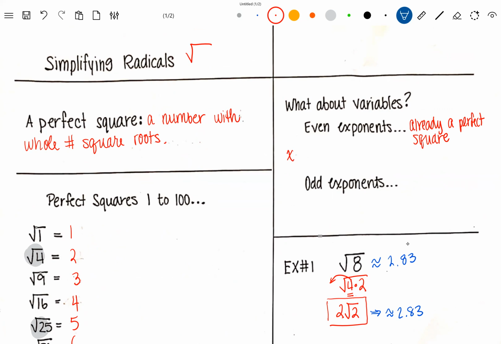So x to the 4th, if I square rooted it, that's x squared, because x squared times x squared is x to the 4th. If I square rooted y to the 8th, that's y to the 4th, because y to the 4th times y to the 4th is y to the 8th, because you add the exponents. So the way you square root a variable with an even exponent is you half the exponent.